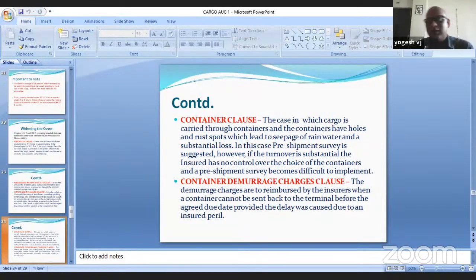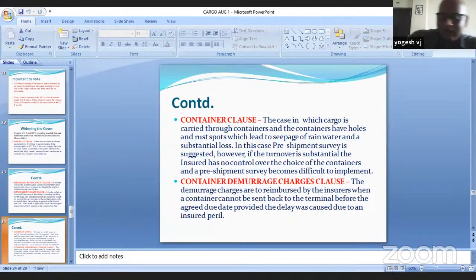What happens in the container clause? Suppose you are an importer and exporter, and you want to export some of your goods using containers from Mumbai to Shanghai. Are you personally going to go to the container terminal and select, give me this container, give me that container? No, we cannot do that. The owner of the container yard can provide us with any container, and that container can be damaged. It might have some holes because of erosion. Water can come in from inside, right? Just let us go through this.